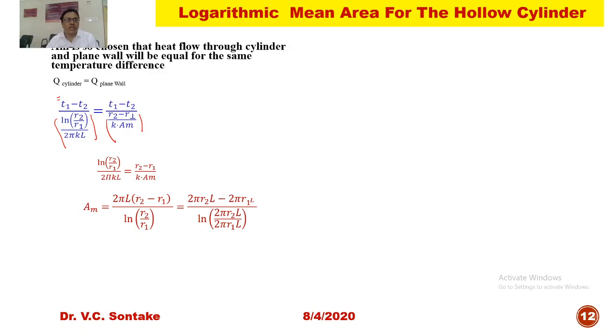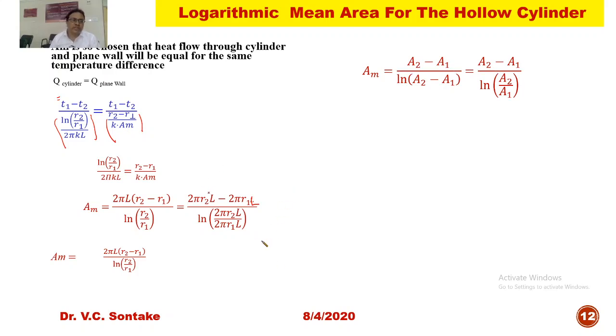minus 2 pi R1 L, capital L, over log of 2 pi R2 L over 2 pi R1 L. I have multiplied numerator and denominator with 2 pi L, so it is not going to change the expression. Further, A_m is equal to 2 pi L R2 minus R1 over log of R2 over R1. So this is nothing but surface area.